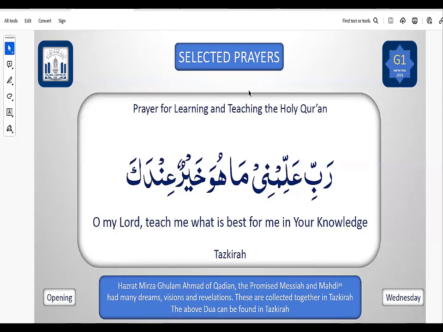Now, can you finish off with the translation? O my Lord, teach me what's best for me in your knowledge. Jazakumullah. So this prayer is from Tazkirah. So now we will move on to our class etiquettes.